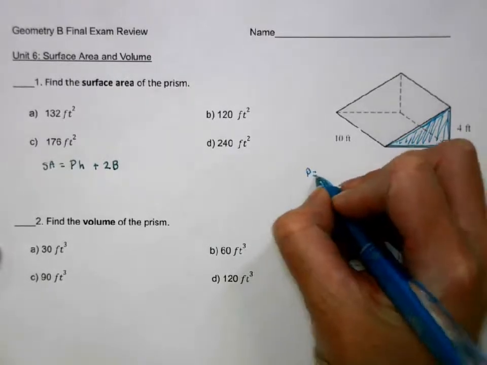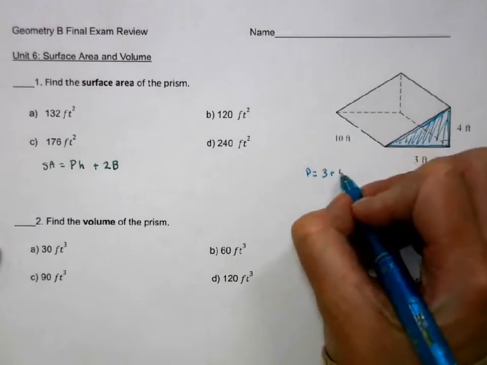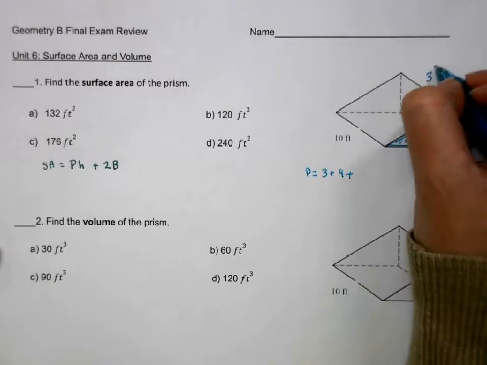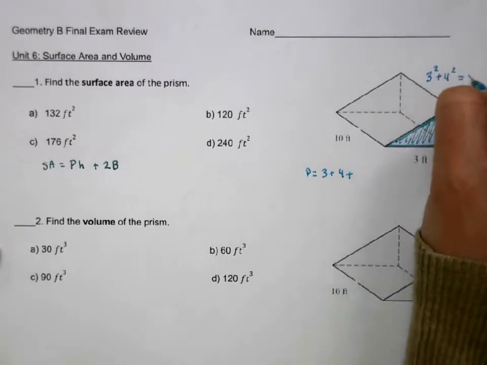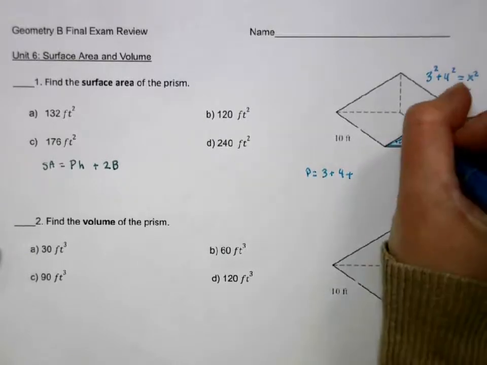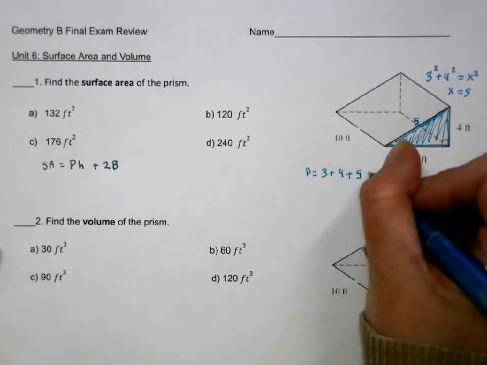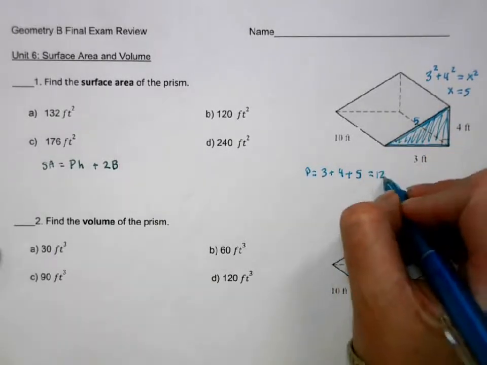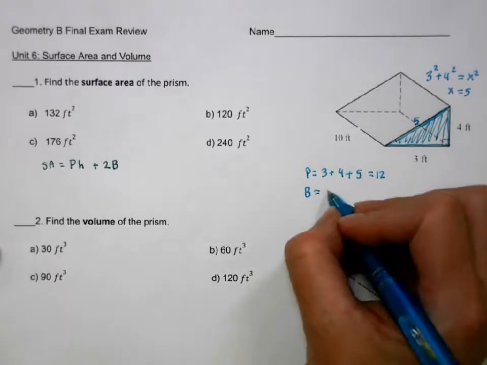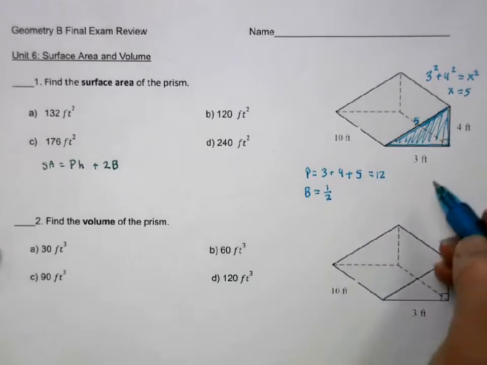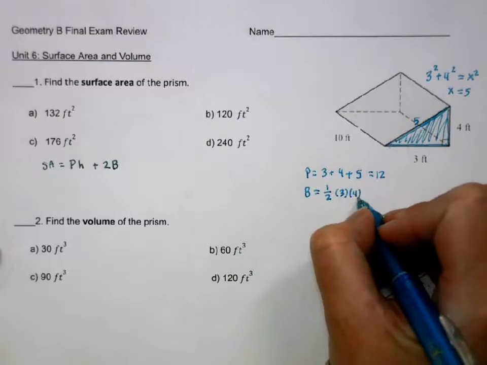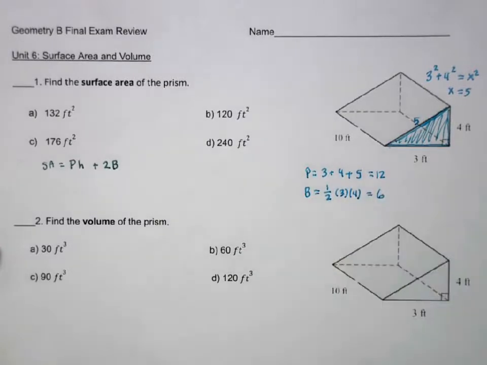So the perimeter here, okay, we want to add 3 plus 4 plus, we do not have this side, but if this is the right triangle, we can simply do Pythagorean theorem. When we solve this, this will be 25, which means this side is 5. So my perimeter is 12. The B is the area of the base. So this base is a triangle, so it's going to be 1/2 base times height for the triangle, which will be 3 and 4. So that is 1/2 of 12 is 6.